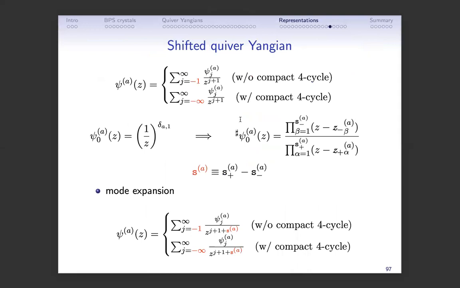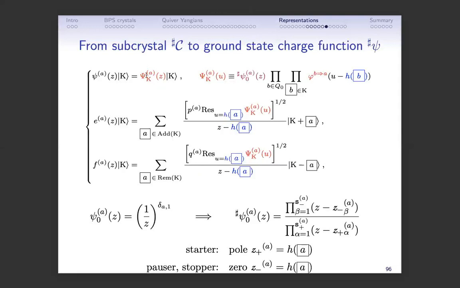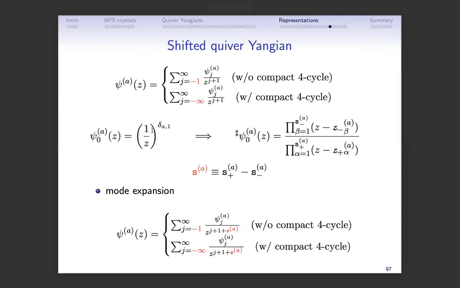From here, you can see that you also change the mode expansion of this Cartan here. So this is the change. We define this shift, which is given by the difference between the number of factors in the denominator and the number of factors in the numerator. So it changes the expansion here.